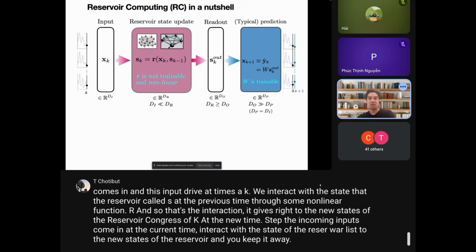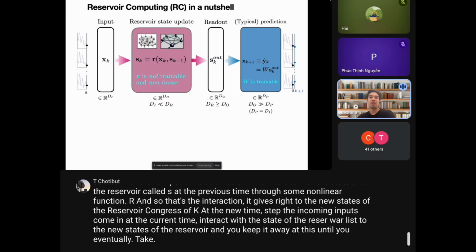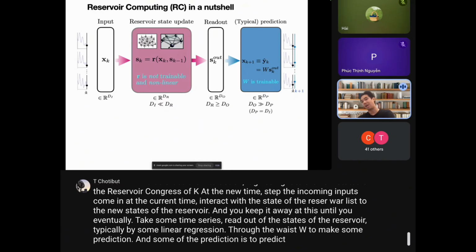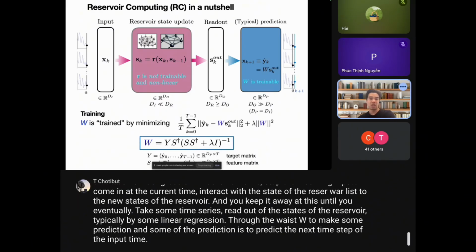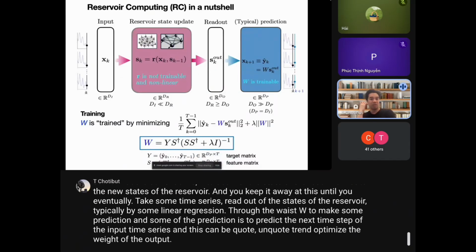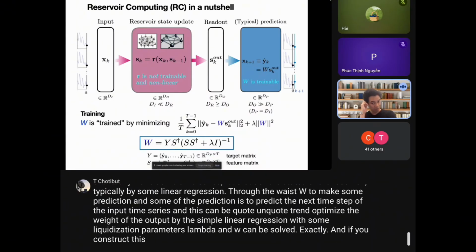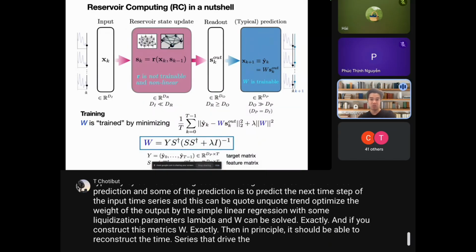And you keep iterating this until you eventually take some time series readout of the states of the reservoir, typically by linear regression through the weights W, to make some prediction. Some of the prediction is to predict the next time step of the input time series. This can be, quote-unquote, trained to optimize the output weights by simple linear regression with some regularization parameter lambda. W can be solved exactly, and if you construct this matrix W exactly, then in principle you should be able to reconstruct the time series that drive the reservoir.